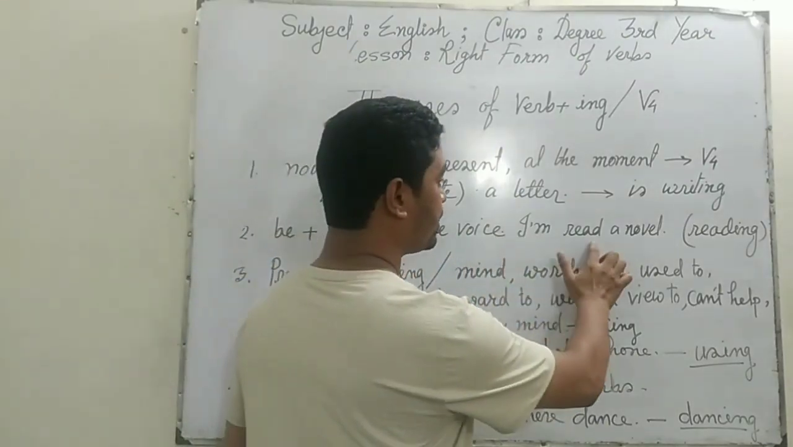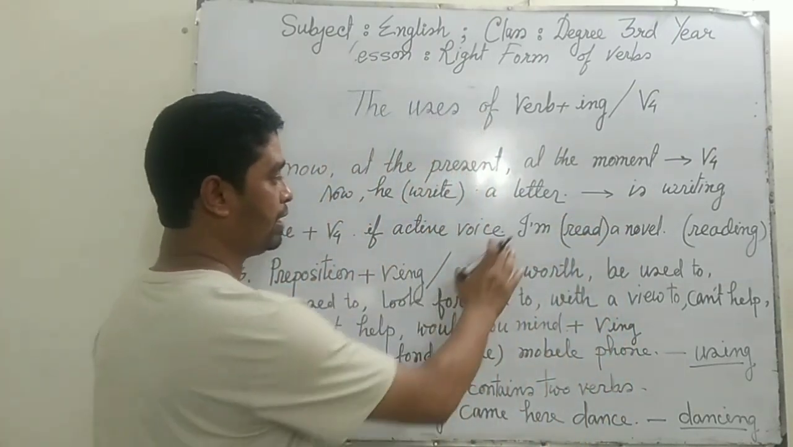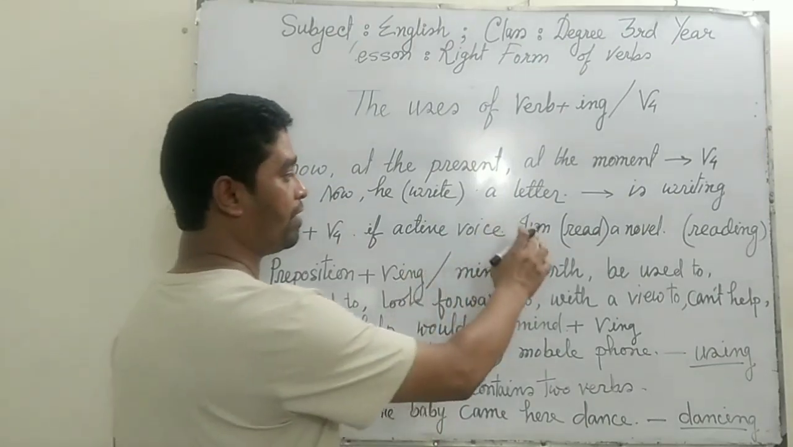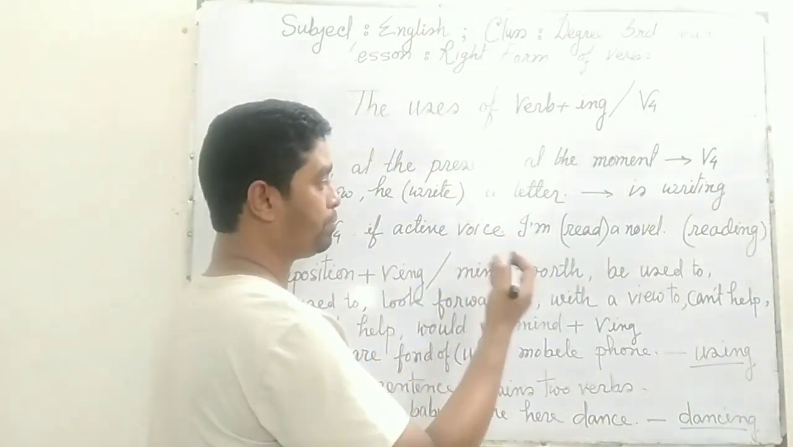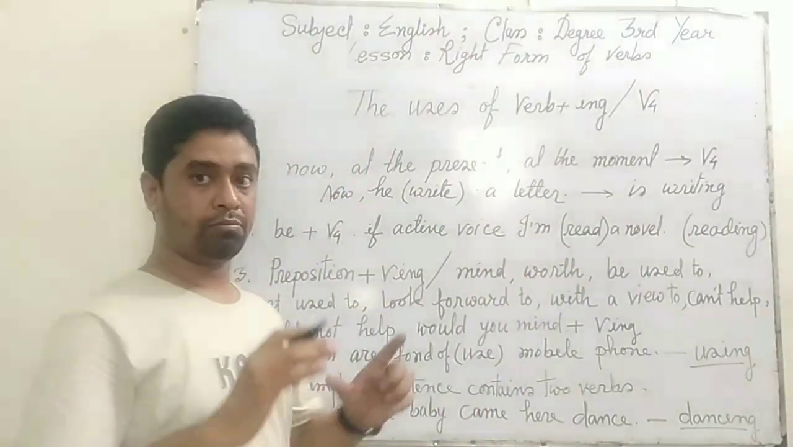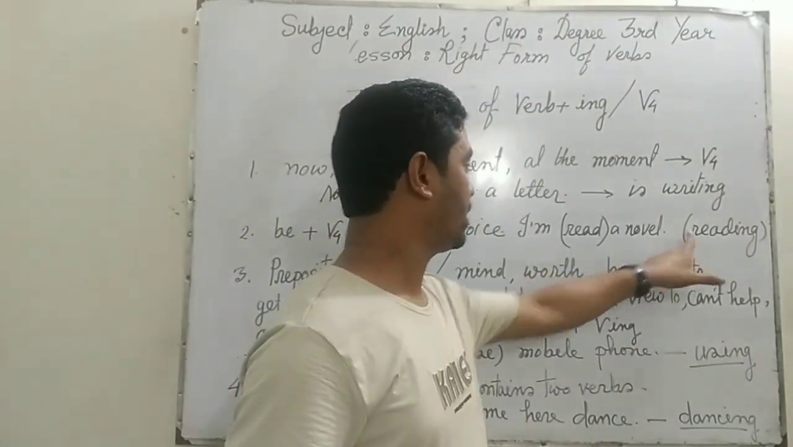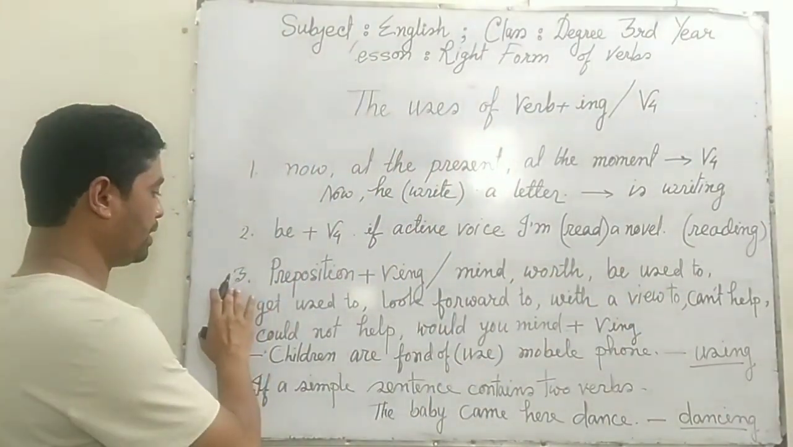I am read a novel. In this sentence we find be verb am after the main verb read. So we have to use ing after the main verb. Reading. I am reading a novel.